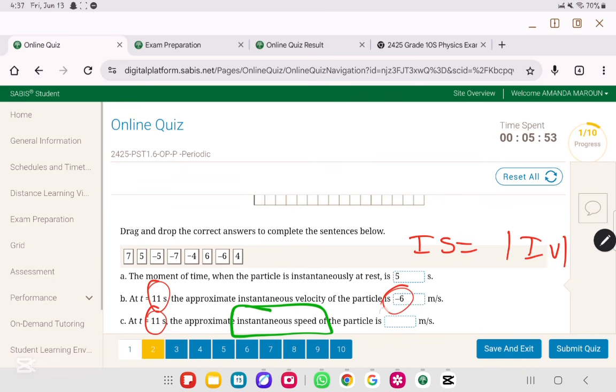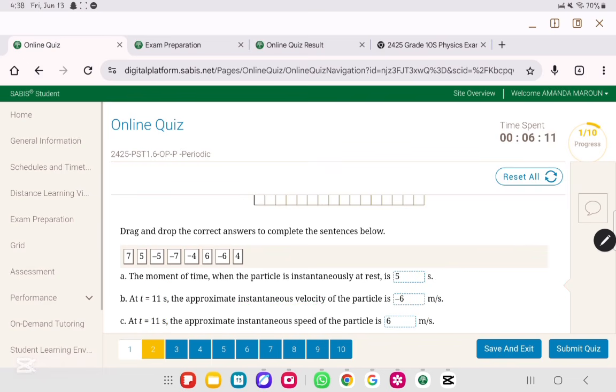So in this case, we have the instantaneous velocity, which is -6. It will be equal to what? The absolute value of -6, which is 6. So very simply, the instantaneous speed is the same as the instantaneous velocity, but in absolute value. So in this case, it's gonna be 6 meters per second.